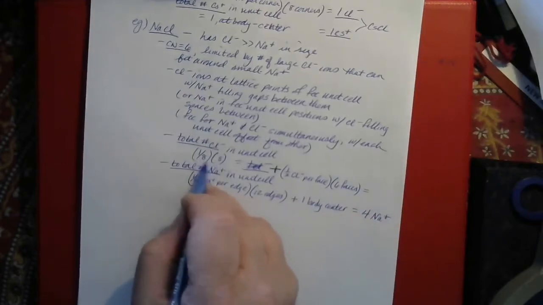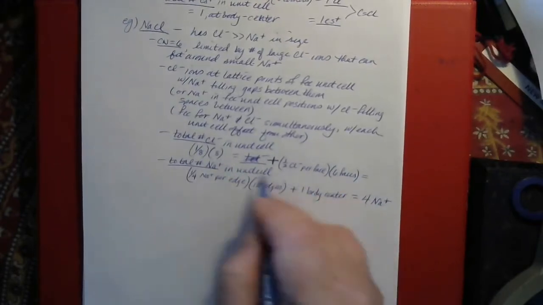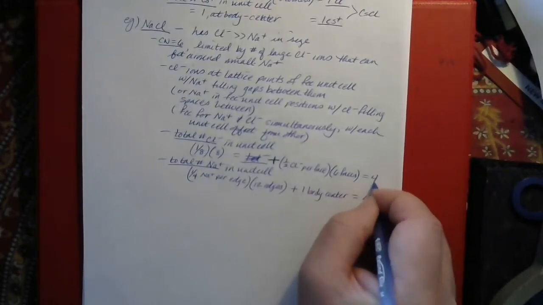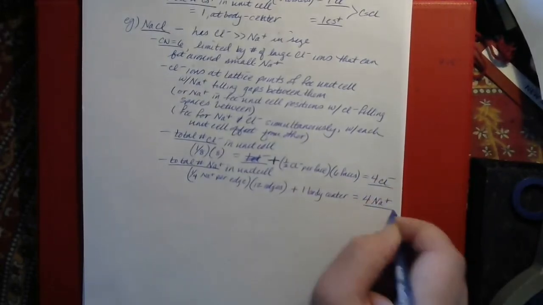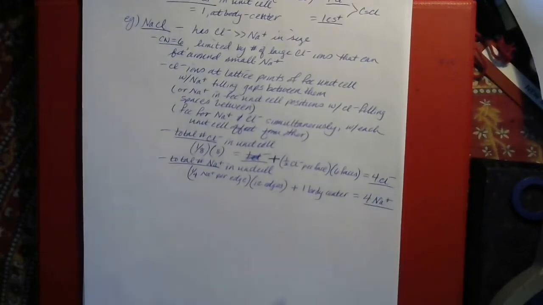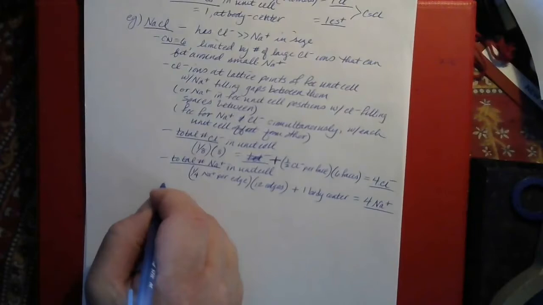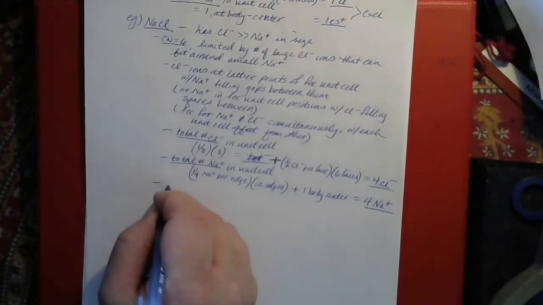So this is 1, the 1/8 times 8 makes 1 chloride ion. 1/2 times 6 makes 3 more. So that's 4 chloride ions. And so there you go. 4 to 4 is the same as 1 to 1. So it's a 1-to-1 ratio also.